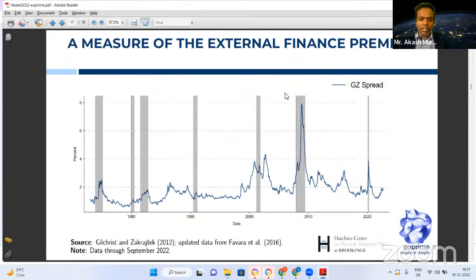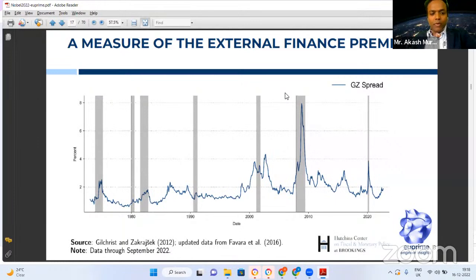As you can see, somebody by the name Gilchrist and Zakrajsek did a time series analysis from the 1970s. This graph tells you the corporate bond rates to risk-free rate ratio. If it is 2% on the y-axis, that means the differential between corporate bond rates and risk-free rate is 2%. So the corporate bond rate would be 6 and the risk-free rate is 4. That's what it means at 2%.